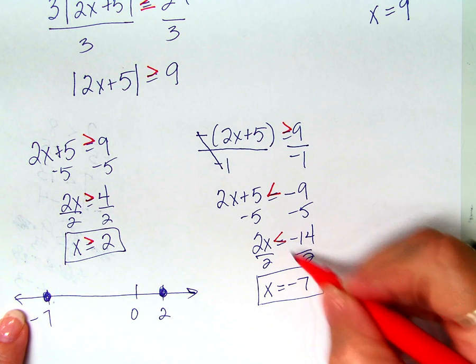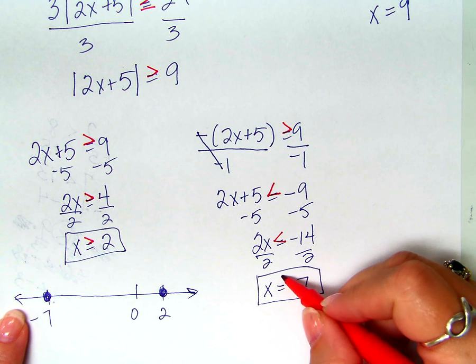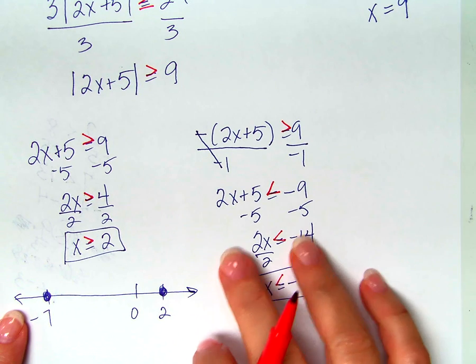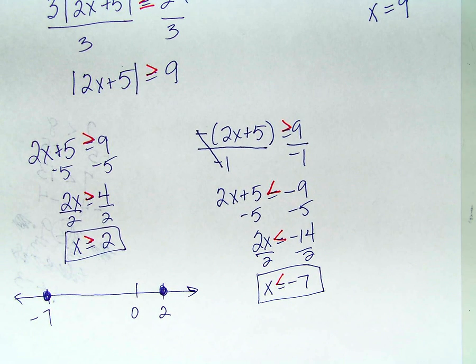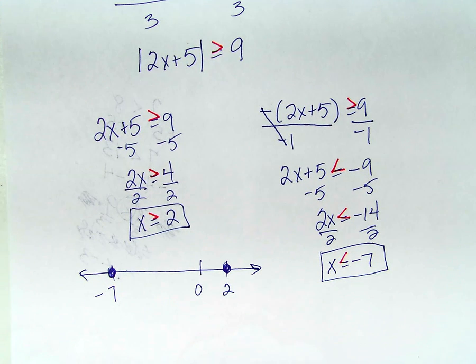So if this is less than or equal, then what's this one? Less than or equal to. What's this one then? Because all the steps are still the same, right? We still subtract 5, we still divide by 2, we still get x is -7, but it's less than or equal to -7. So how is the graph different?